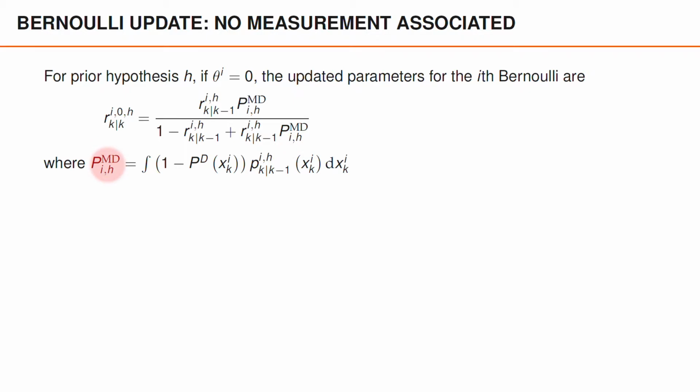The misdetection probability, PMD, is defined as the integral of 1 minus the probability of detection and the prior Bernoulli state density. If the probability of detection, PD, is constant, this integral has a trivial solution. And if PD is not constant, and the integral does not have an analytical solution, then the integral can be solved approximately, for example using sigma point integration. The posterior Bernoulli state density is equal to 1 minus the probability of detection multiplied with the prior state density and divided by PMD. And the division with PMD normalizes the density.